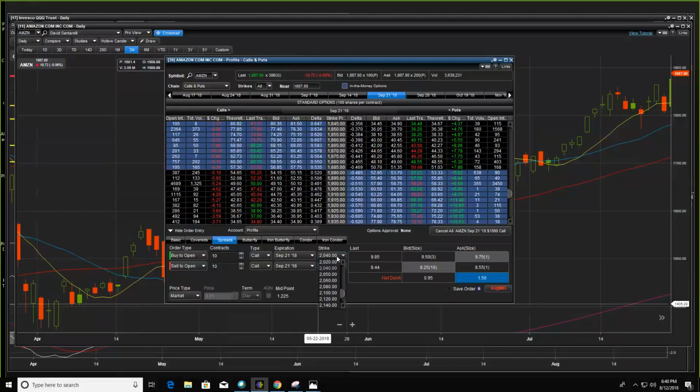Let's say now you want a more conservative trade. You say, you know what, Dave, I'm going to use stock options as a replacement to buying shares. Now, that's very common. That's a practice that I use on my larger accounts. So what you're going to do in a situation like that is, you see Amazon right now is trading at $1,887.80 a share.